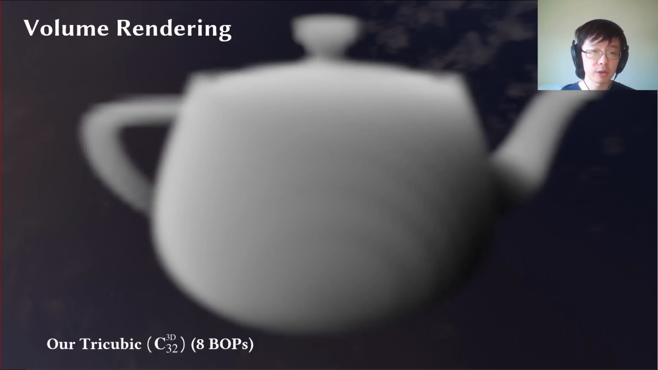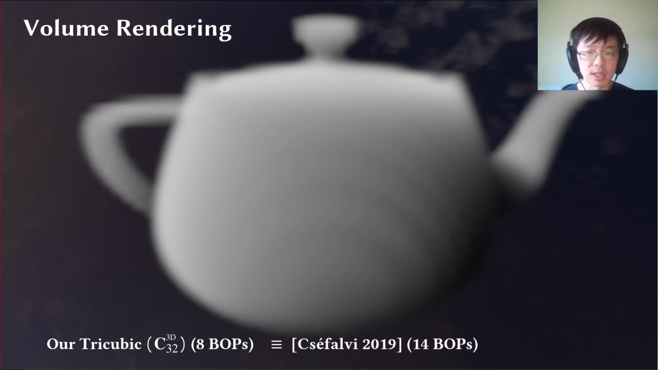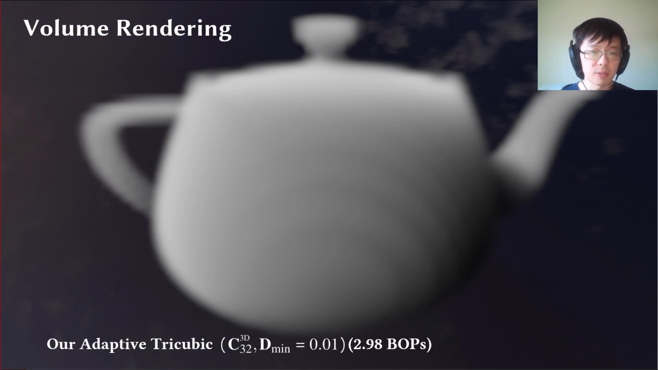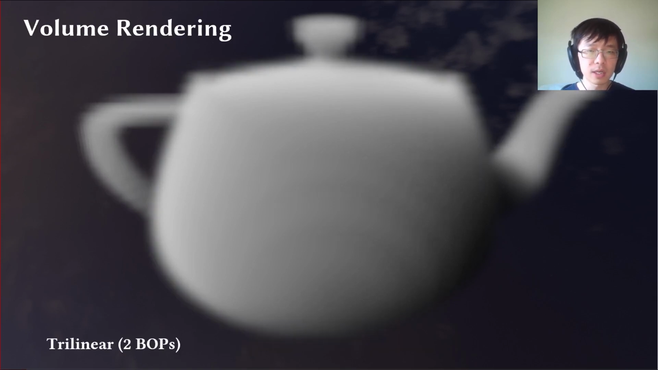Note that our 32-point tricubic is mathematically equivalent to the state-of-art method that uses 7 hardware trilinear taps to approximate a standard tricubic, but our method requires less bilinear operations in hardware. Using adaptive tricubic interpolation makes virtually identical results, but heavily reduces the bilinear operation required. Here we compare again with trilinear interpolation.